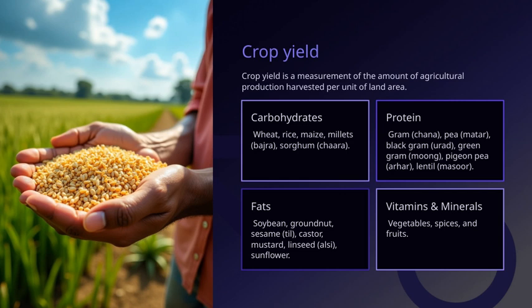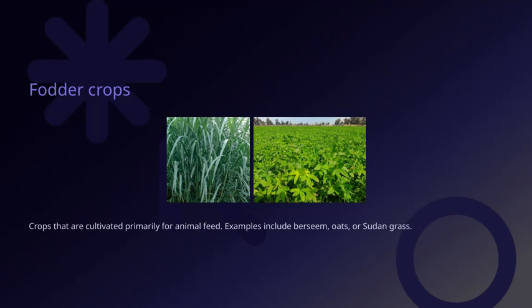Fodder crops are a really important part of agricultural systems, especially when it comes to feeding livestock. These crops are specifically grown mainly for animal consumption rather than for human food. You might be familiar with some common examples like berseem, oats, or Sudan grass. Each of these plays a vital role in providing nutritious feed to animals, helping ensure their health and productivity.